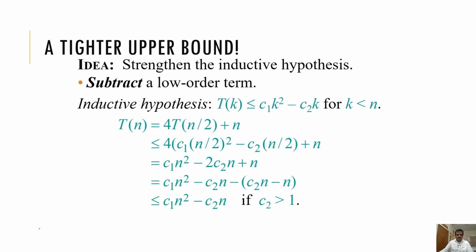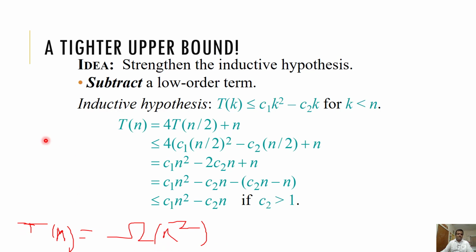Now, I give this exercise to you. Try to show that Tn is big omega of n square. To show this, we will use the same method, the substitution method. Instead of less than or equal to, we will use greater than or equal to. If we need to strengthen the induction hypothesis, we will try that. So, this is true. Tn is big omega of n square.